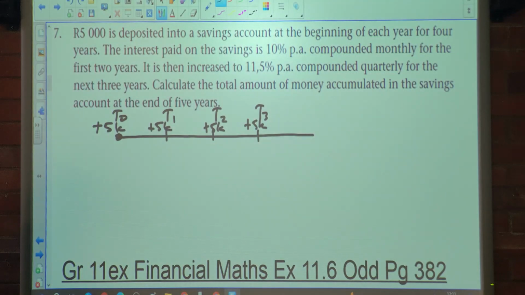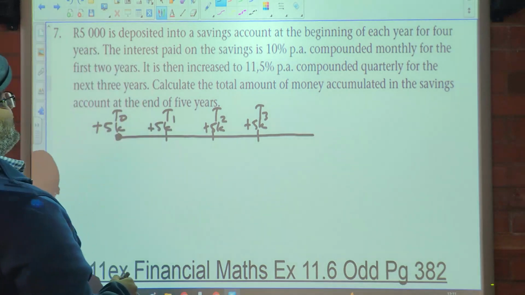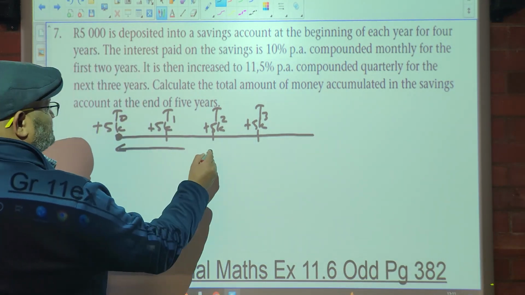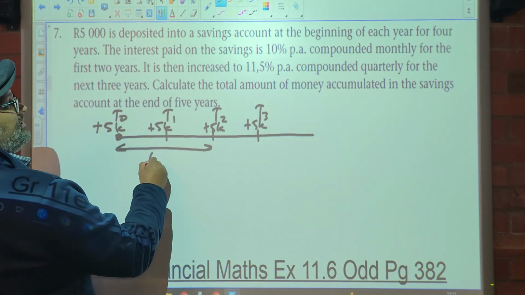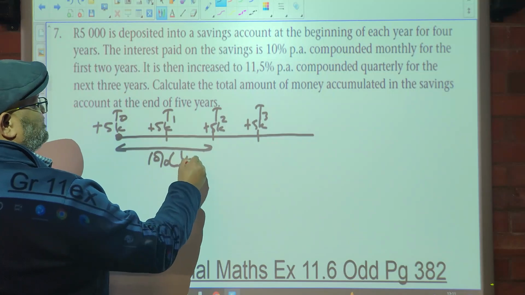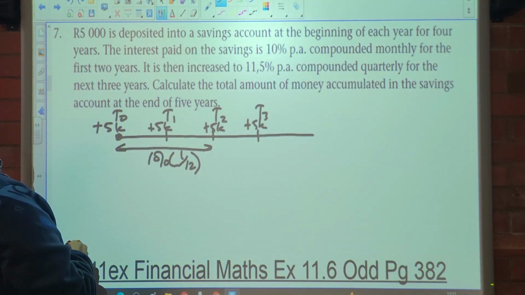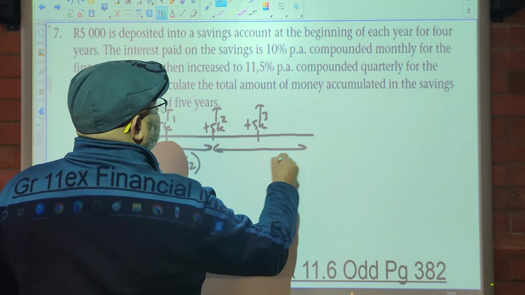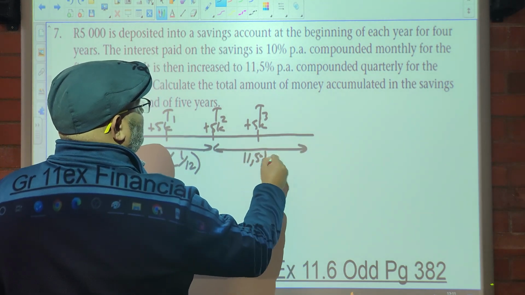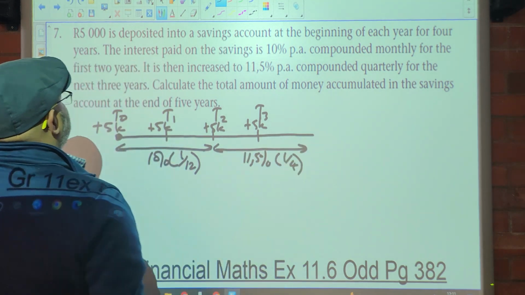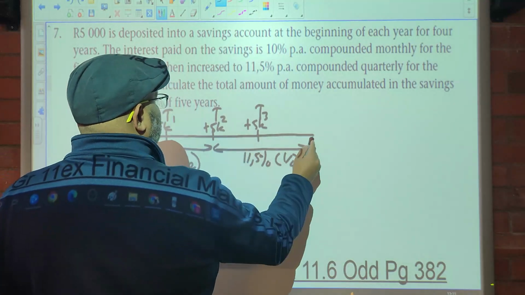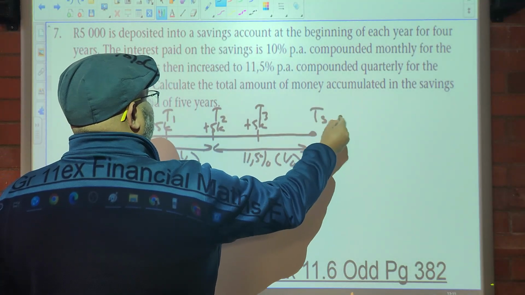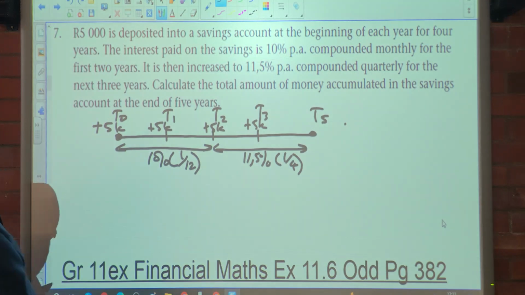The interest paid on the savings is 10% per annum compounded monthly for the first 2 years. That's going to be 10% per annum compounded monthly. It then increased to 11.5% per annum compounded quarterly for the next 3 years. So that takes you to T5. Calculate the total amount of money accumulated in the savings account at the end of 5 years.